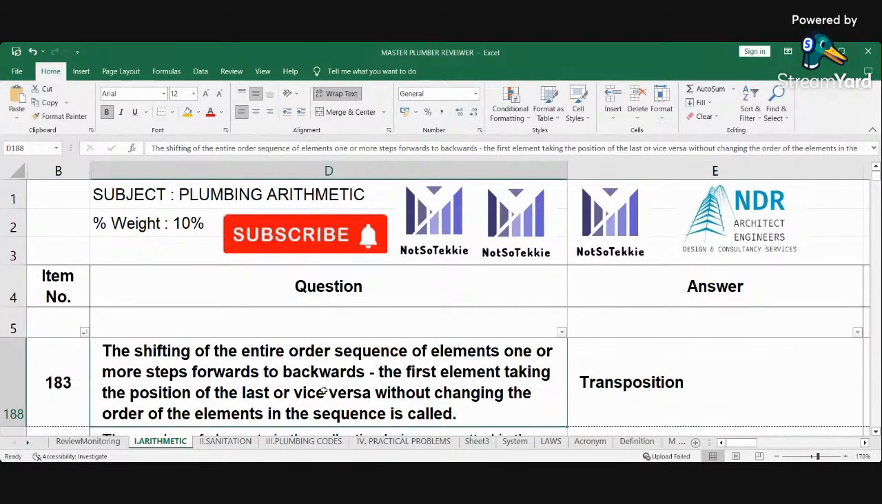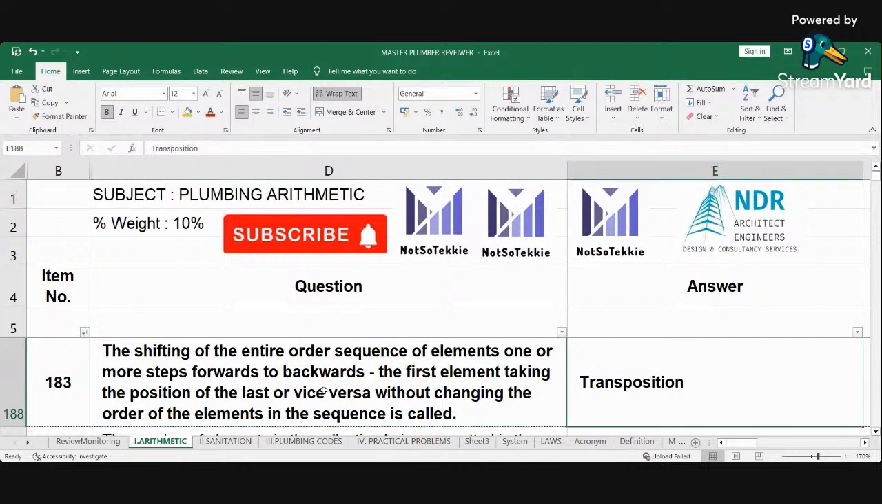Shifting of the entire order sequence of elements, one or more steps forward or backward, with the first element taking the position of the last or vice versa, without changing the order of the elements in the sequence, is called transposition.